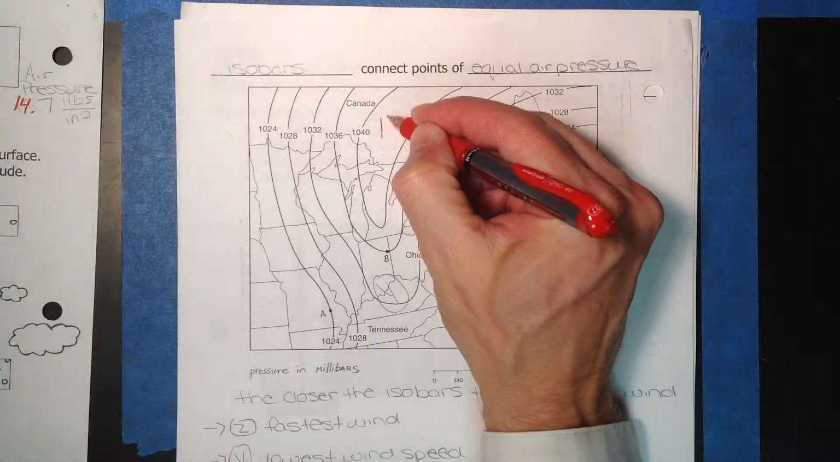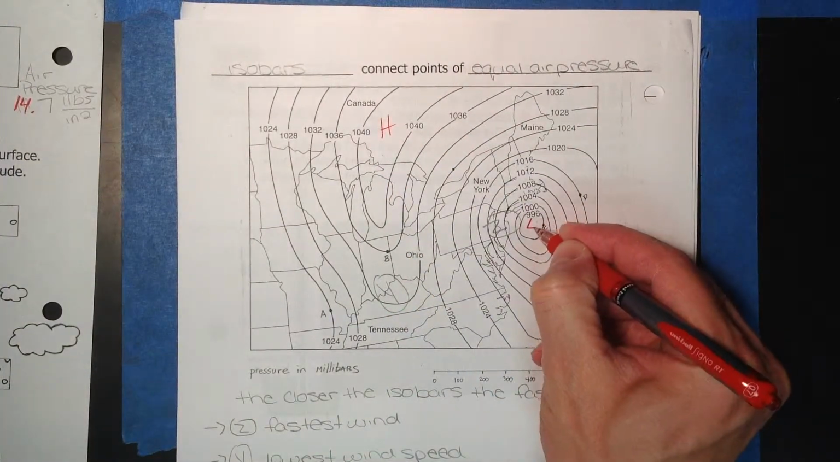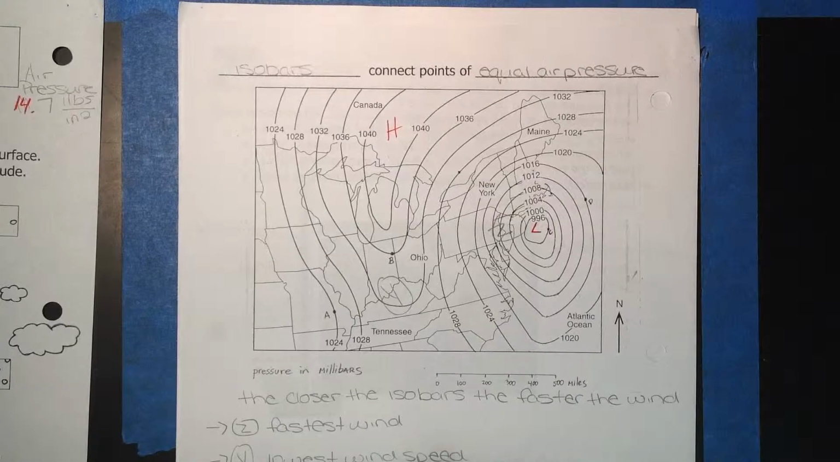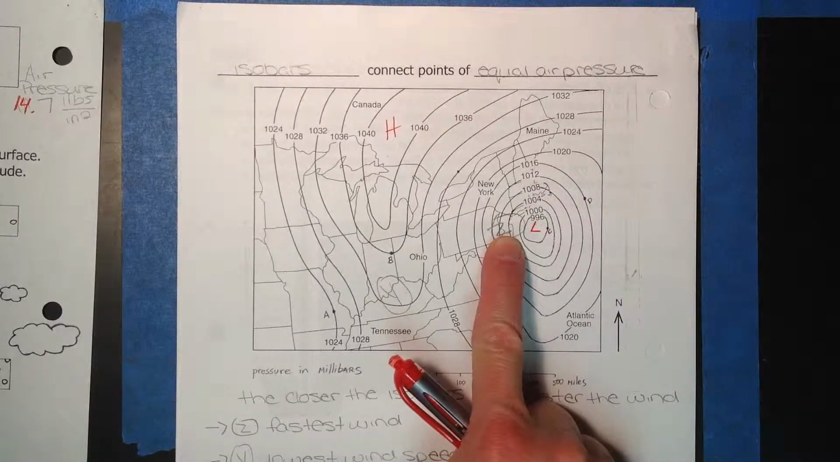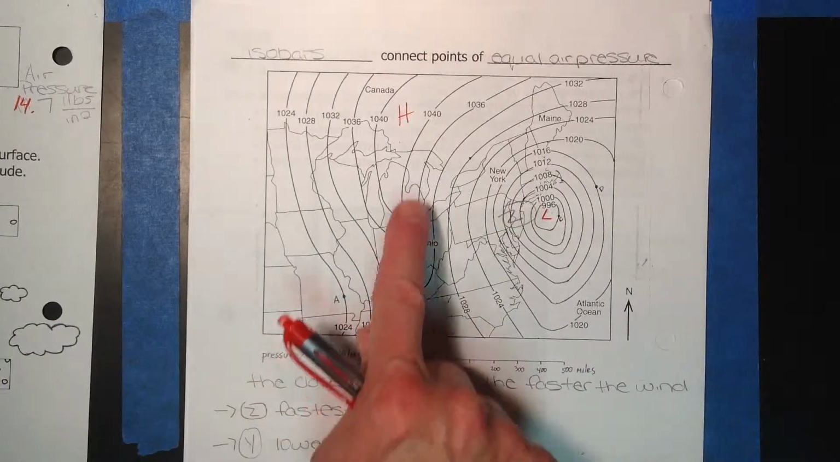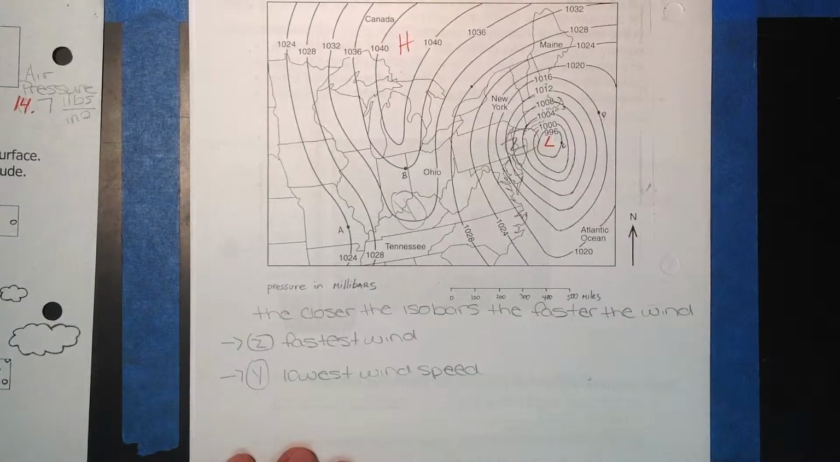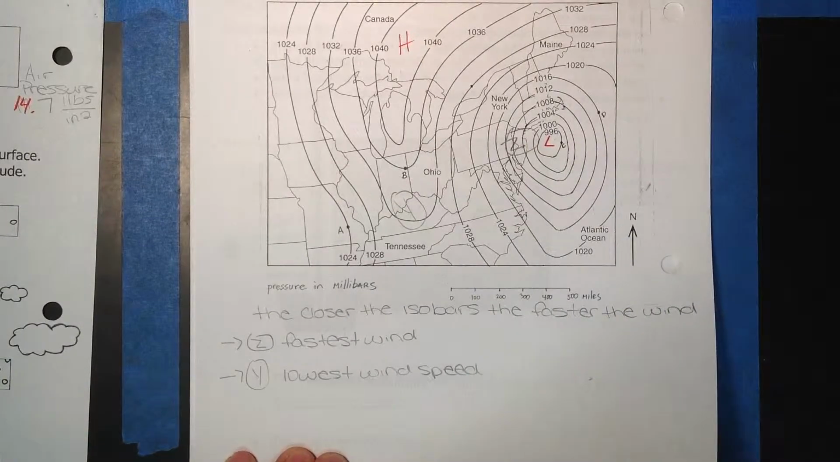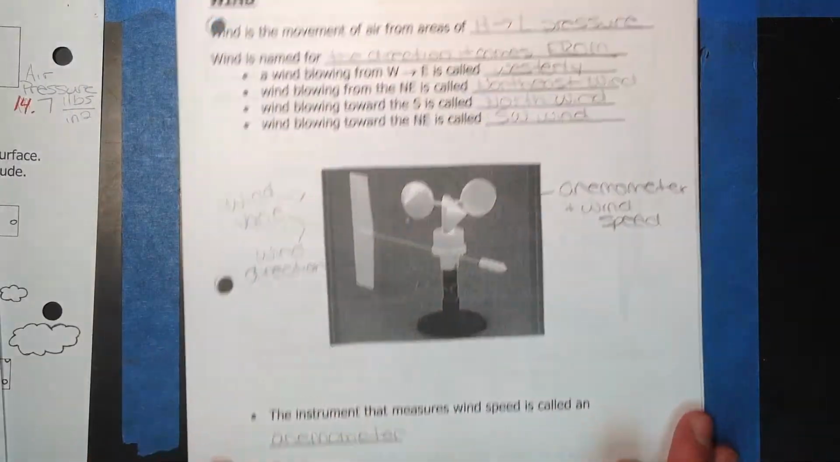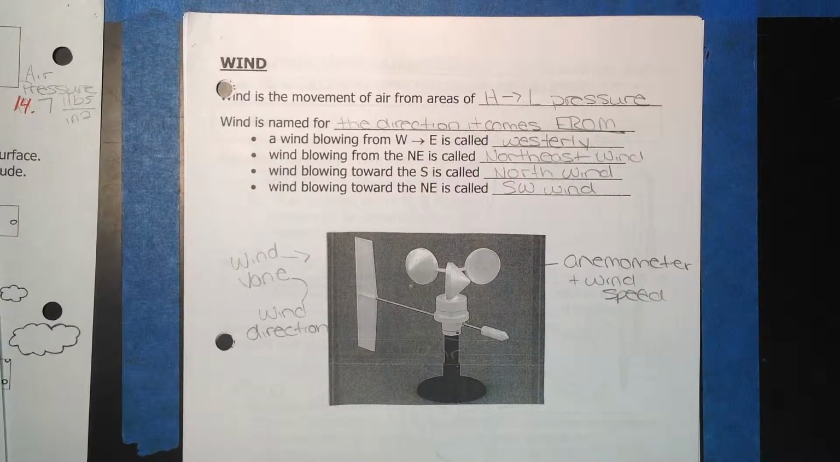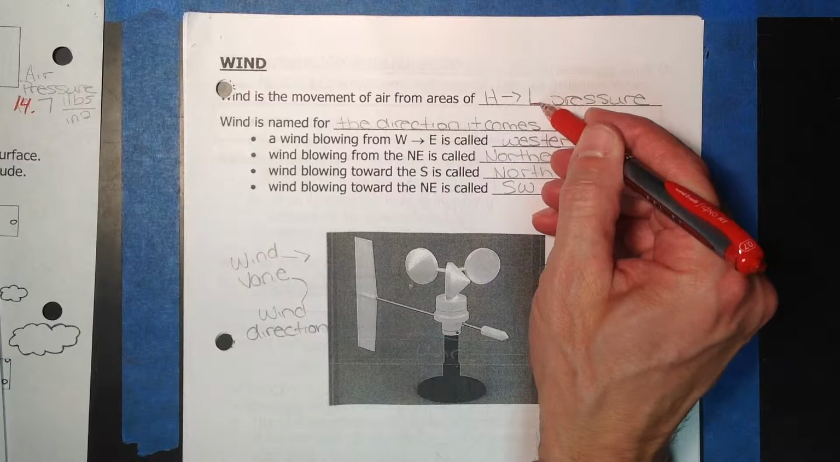This is a high pressure, and this would be low pressure. Numbers are lower. You have fastest wind here, where the lines are closest together. You have a higher pressure gradient, creating faster winds. Here and out here, where they're farther apart, you have the lowest wind, lowest pressure gradient. Wind blows from high to low air pressure.